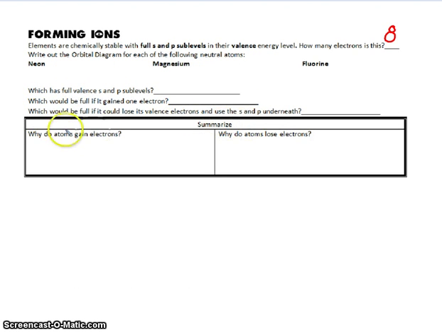Summarize in your notes, why do atoms gain electrons? In your own words, why do you think atoms gain electrons? And then over here, why do atoms lose electrons?